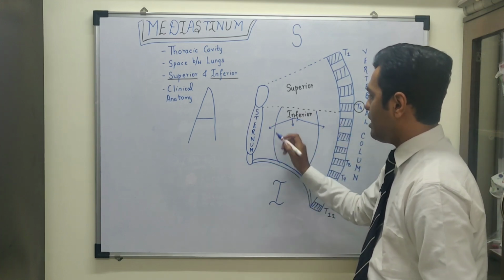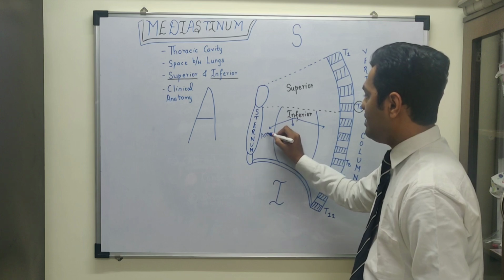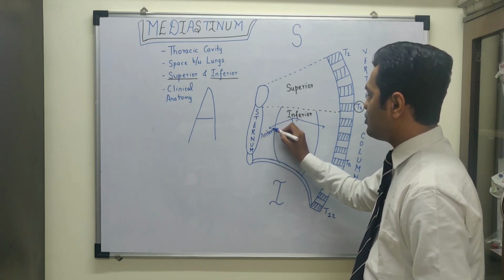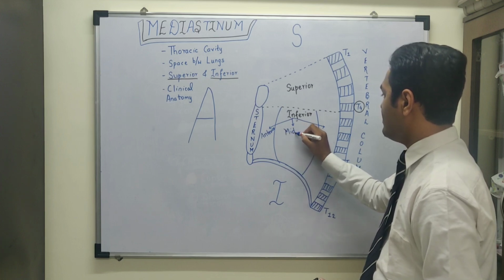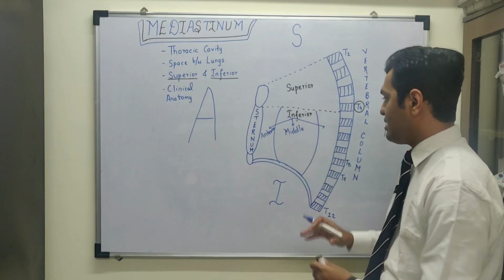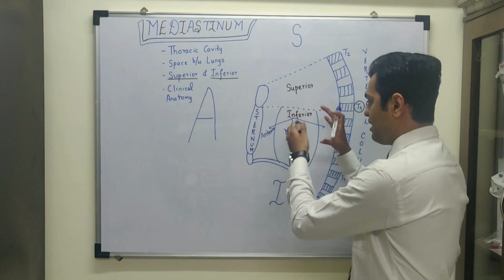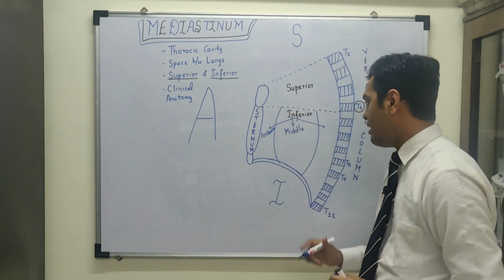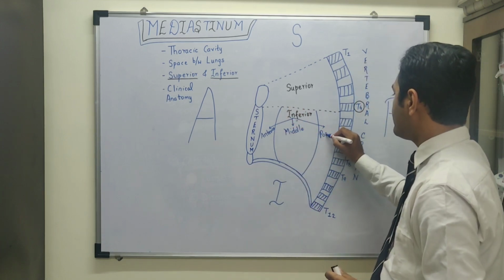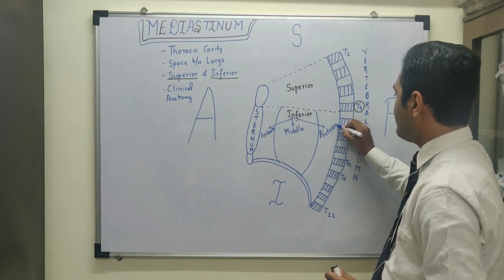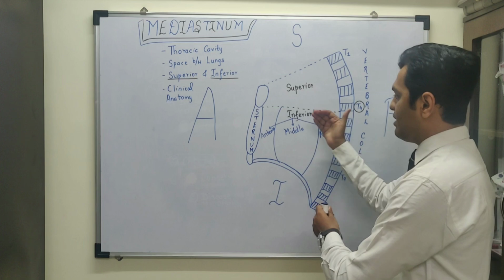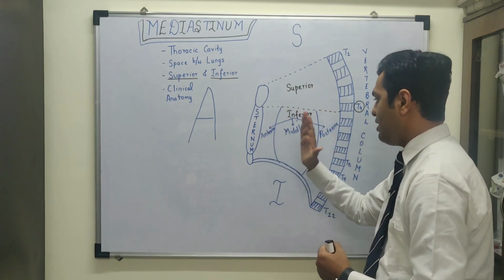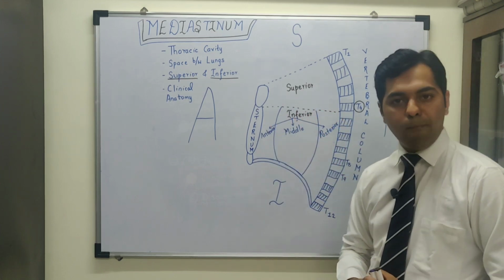in front of the pericardium is known as the anterior subdivision of the inferior mediastinum. Then there is the middle subdivision of the inferior mediastinum, which specifically contains the pericardium and its content, that is the heart, and the posterior subdivision of the inferior mediastinum. So the pericardium is dividing the inferior mediastinum into anterior, middle, and posterior compartments.